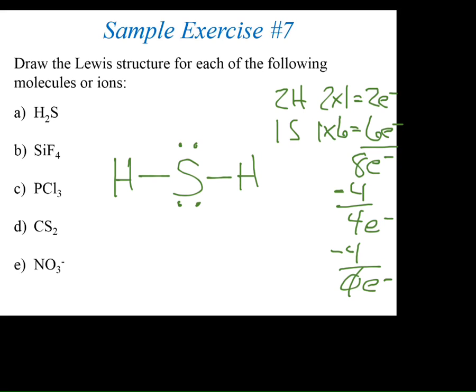Step 5 says check and make sure the center atom has an octet. If not, start making multiple bonds. Does the center atom have an octet? Yes. Boom, we're done. That's it. An octet means it has 8 electrons. Does it have 8? It's got 2, 4, 6, 8. Yeah, it's got 8 electrons. Yep, that's the octet rule. Okay, let me try the next one with you.